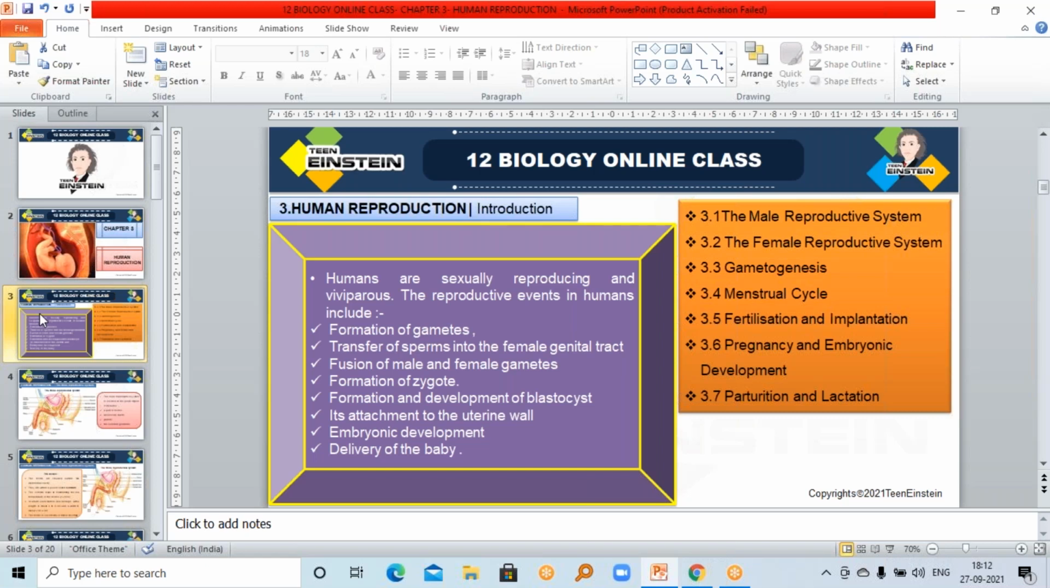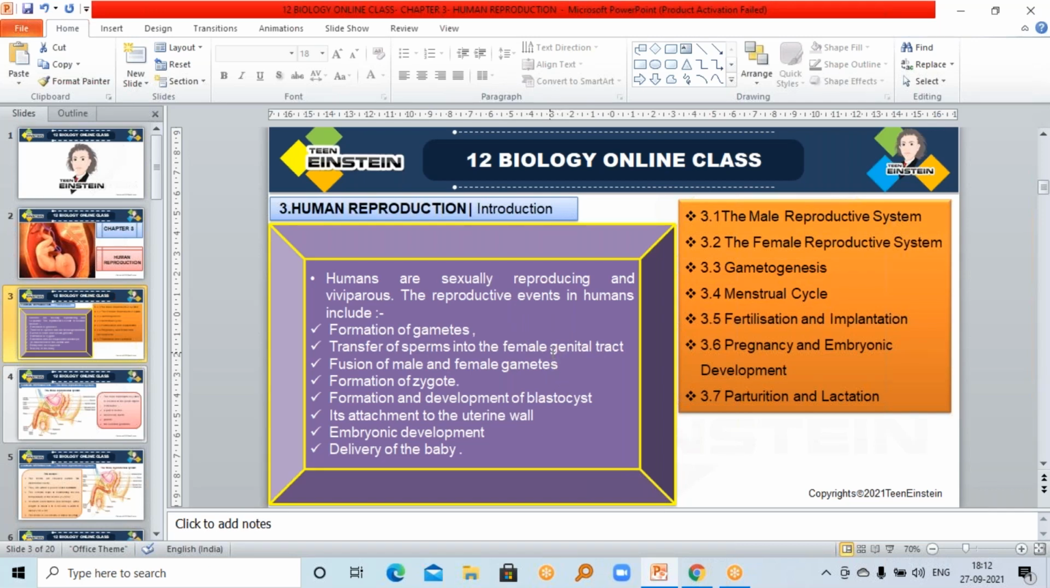Humans are sexually reproducing and viviparous. These reproductive events in humans include formation of gametes, which is called gametogenesis. Then the transfer of sperm into the female genital tract, and after the transfer, the fusion of male and female gametes.